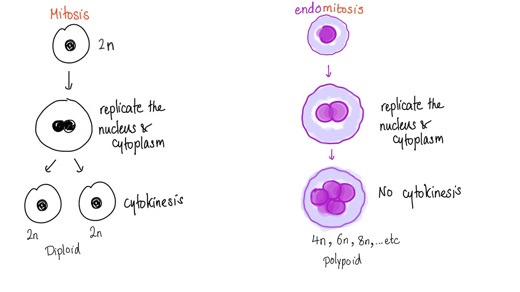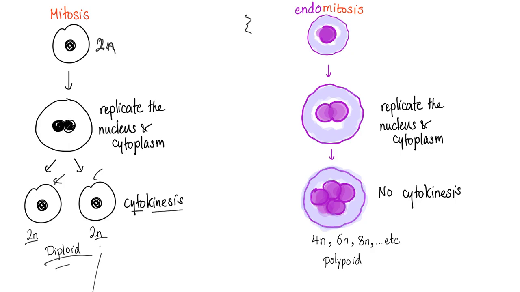Then we'll have them divide into two cells. This process is called cytokinesis. Cyto means cell, kinesis means movement. We are moving them into two distinct entities called cells. And each nucleus of them will have 2n. This is called diploid.